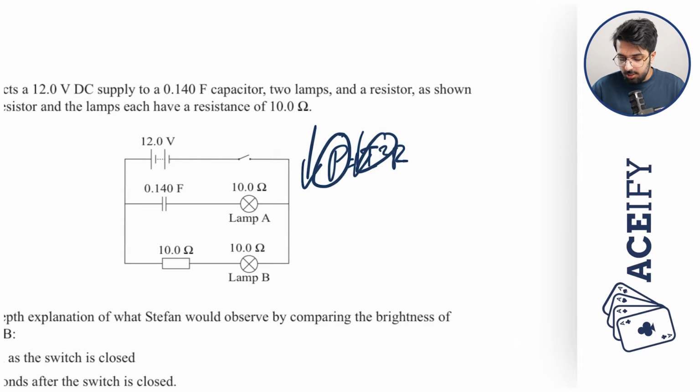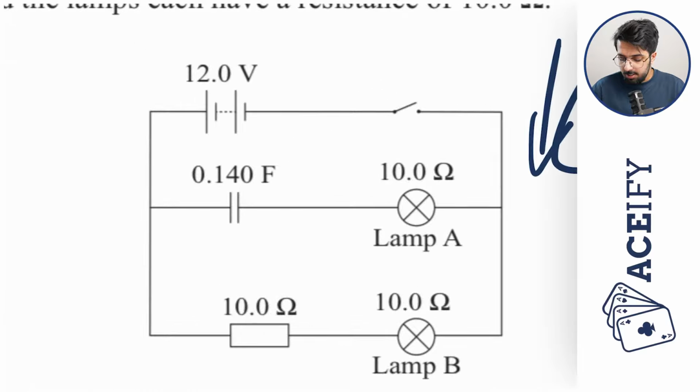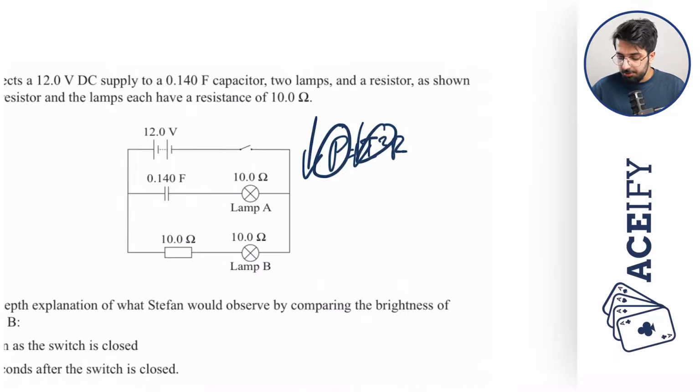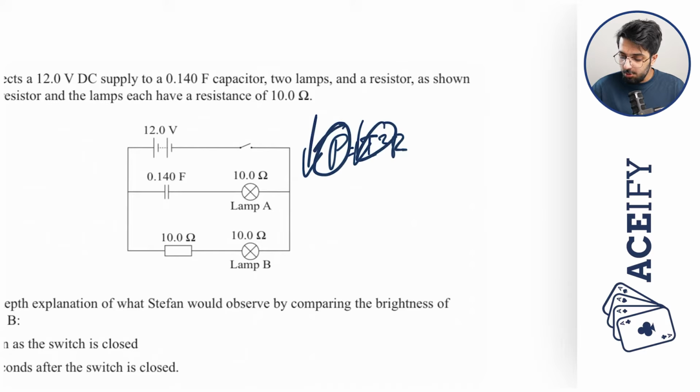And so this will continue up until the capacitor is fully charged, and at that point, the current will stop through this branch. So there will be no current flowing through this branch, and so therefore I will be 0. And so power will be 0, and so lamp A will stop glowing.